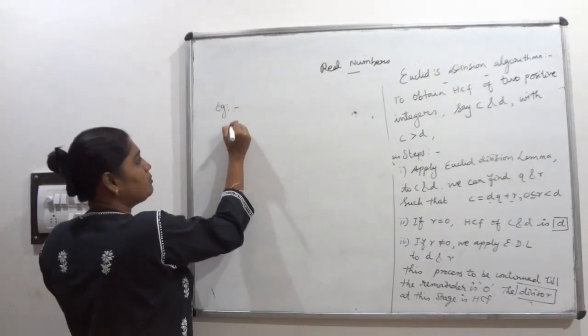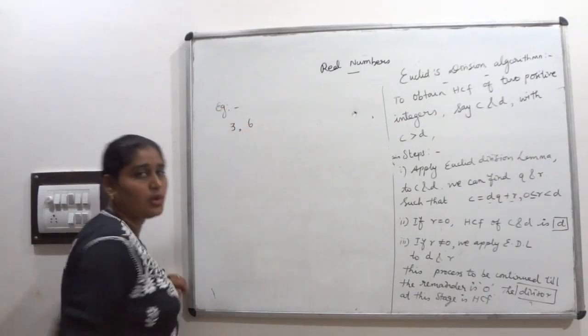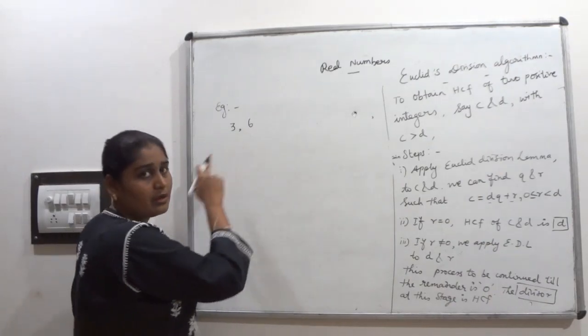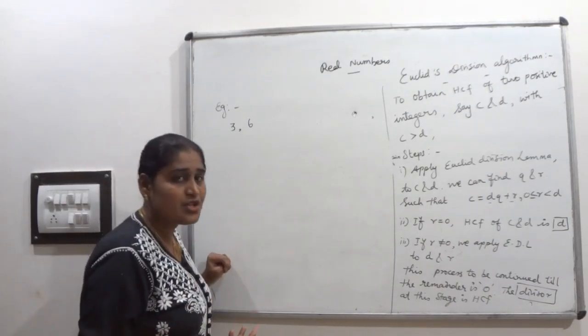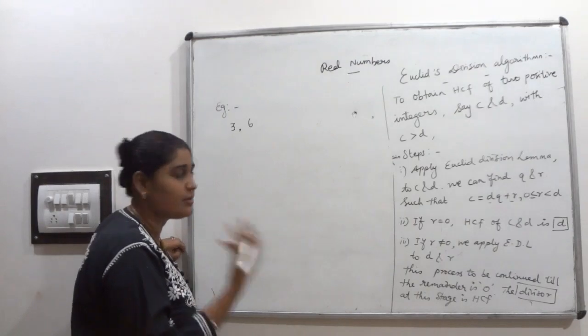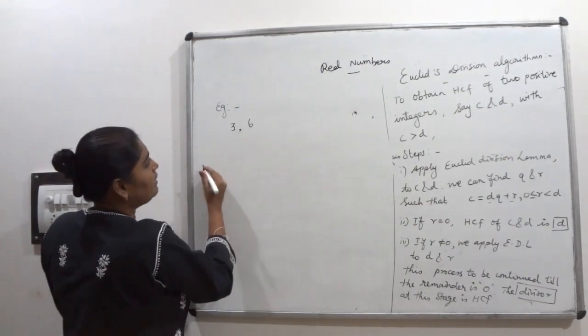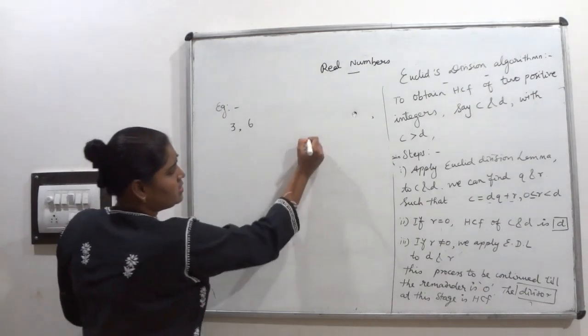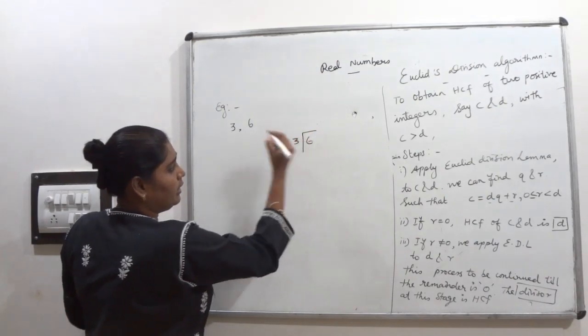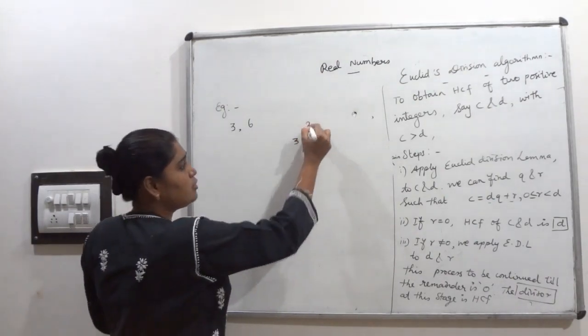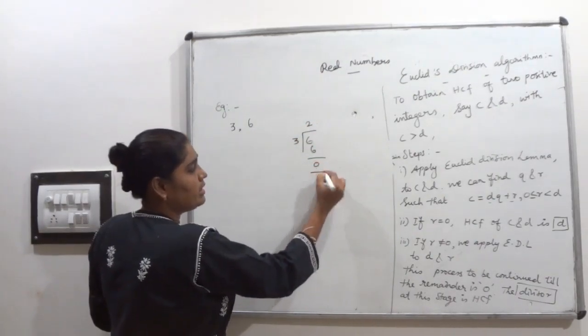I am taking two numbers, 3 and 6. The bigger number is to be assumed as the dividend, and the smaller number is the divisor. So I am taking 6 divided by 3. How many times will it go? 2 times. So the remainder is 0.